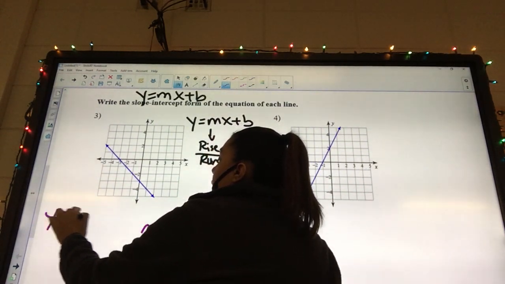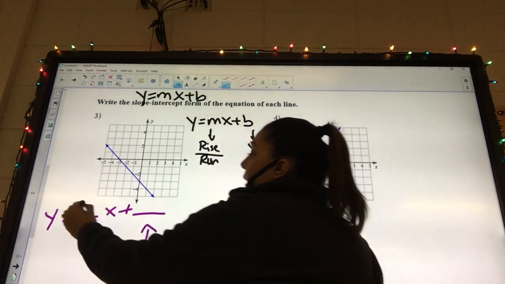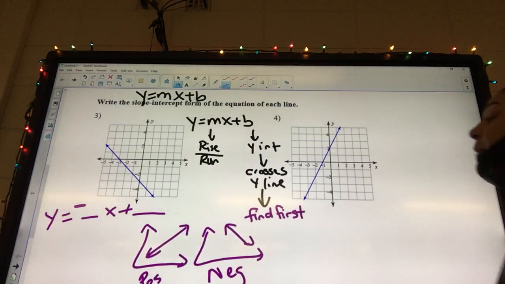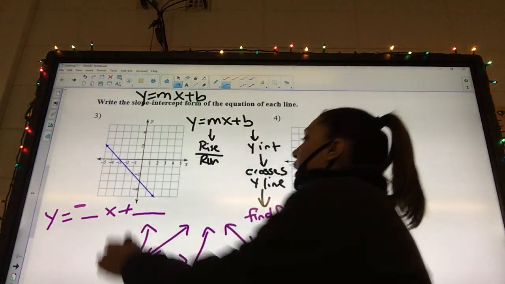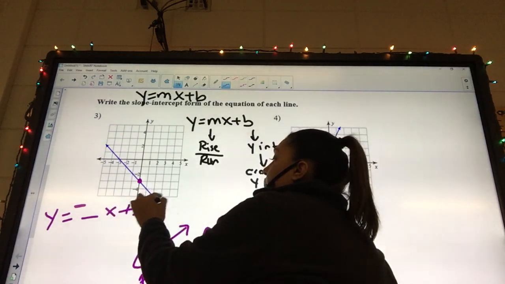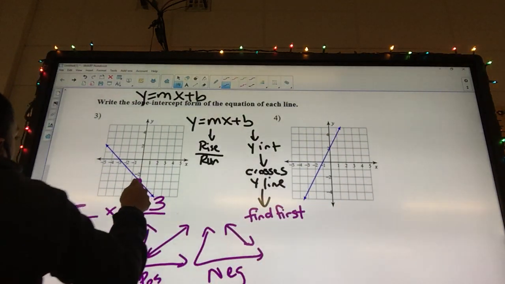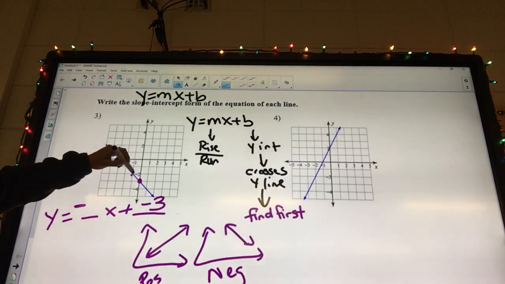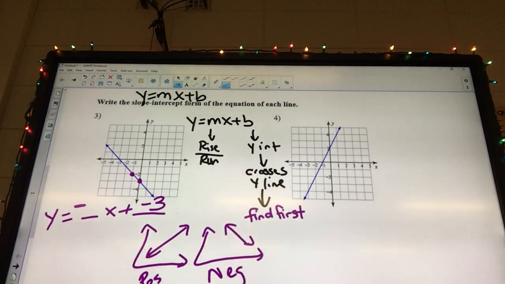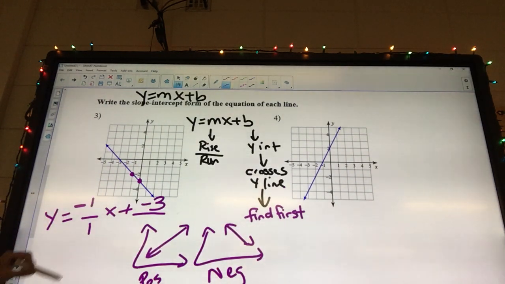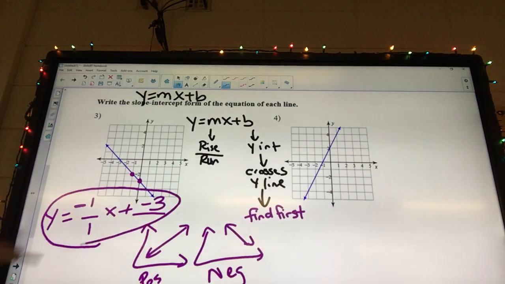So we can say y equals blank x plus blank. Well, I already know that this slope is negative, so I'm going to go ahead and put a negative sign out there. We need to find our y-intercept, and that's where it crosses the y line. And so that's going to be here at negative 3. Okay, we need to find the next closest point. The next closest point, you can just start traveling up the line, is right here. So what is our slope? What is our rise? How much do we rise? How much do we run? Well, we go up 1 and over 1, so it's just going to be 1 over 1. Okay, so that's our equation.